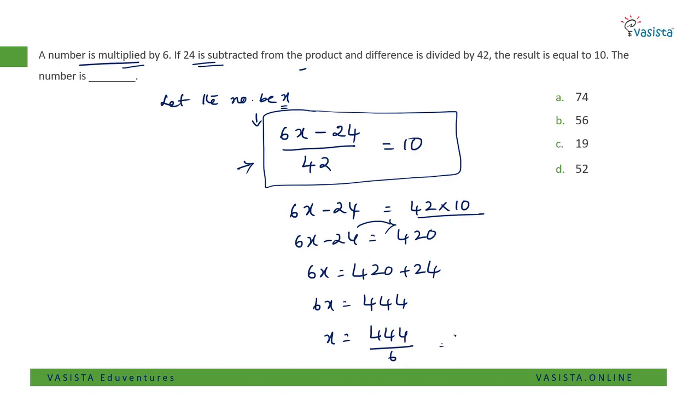Simplify it here. 6 sevens are 42, 2 remainder, 6 fours are 24. So the value, the number is 74. That is, option E is the right one.